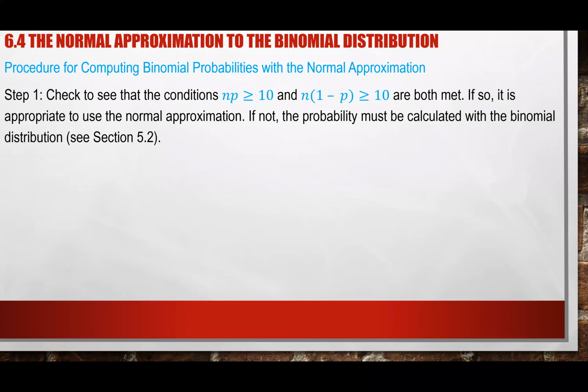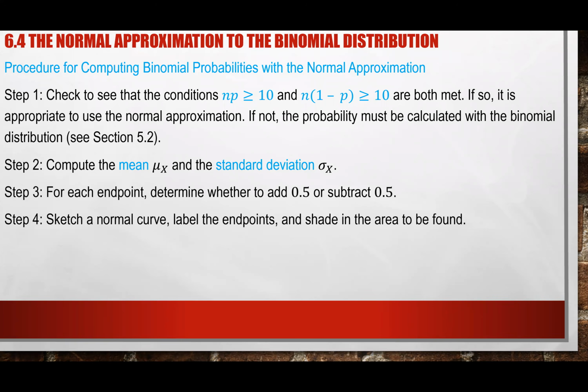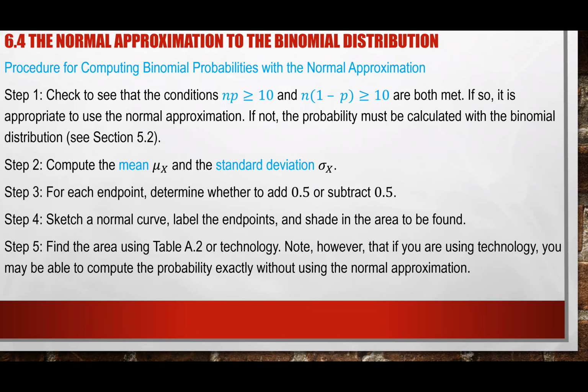So this is the procedure for using the normal distribution to approximate the binomial. The first thing is you want to test your criteria. You check your condition, which is n times p has to be bigger than or equal to 10. n times 1 minus p has to be bigger than or equal to 10. Both of them have to be bigger than or equal to 10. If one of them is not met, then we cannot use it.